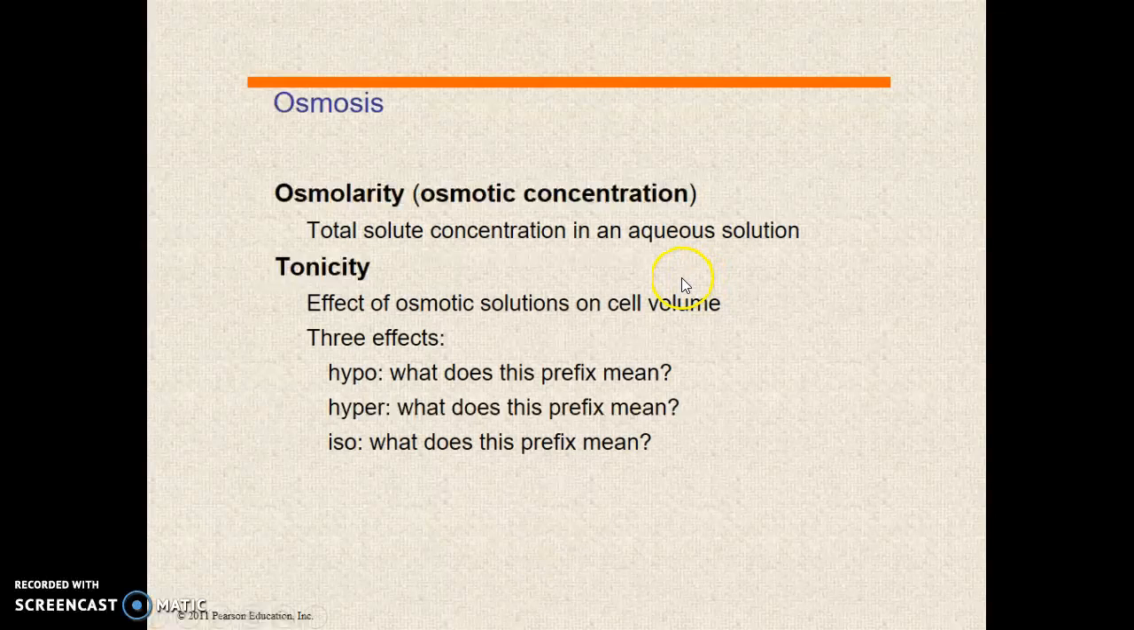Don't worry about osmolarity, it's just the total solute concentration. Often we look at percentage, like our blood has 0.9% salt solution. Tonicity is an important concept. We'll look at three types of tonicity: hypotonic, hypertonic, and isotonic. And I think you know at this point that hypo means low, hyper means above or high, and iso means the same.